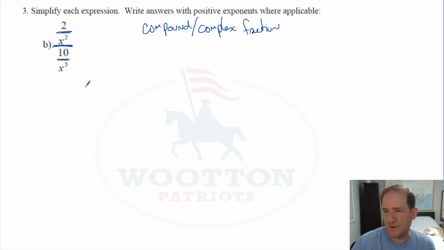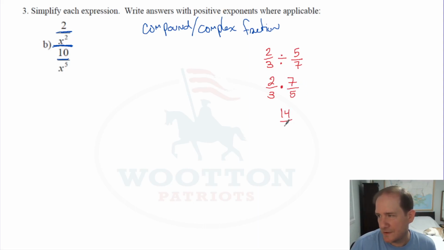And probably the easiest way to handle that is to think back to like 4th grade, when you were learning to multiply and divide fractions. They would write it the old school way: 2/3 divided by 5/7. And how did you do that? Didn't you do it by flipping the second fraction and then multiplying? You turned it from a division problem into a multiplication problem, multiplying by the reciprocal instead. And that gave you 14/15.